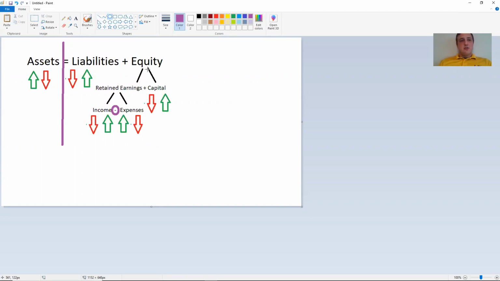Throughout the semester and throughout any other accounting course that you're going to go through, this is the general basics. From here, we're going to complicate it by having more assets, different types of liabilities, and learning the different ins and outs of equity. When we talk about equity, it's everything that the company has earned plus everything that the owners have put in. So we call that retained earnings and capital. And then under retained earnings, we have income and expenses. So everything we've earned minus everything that we paid.